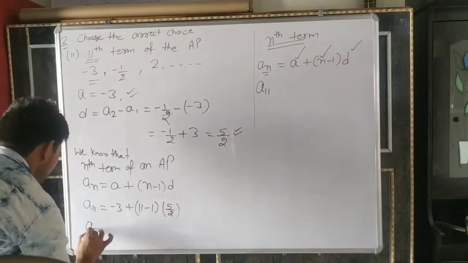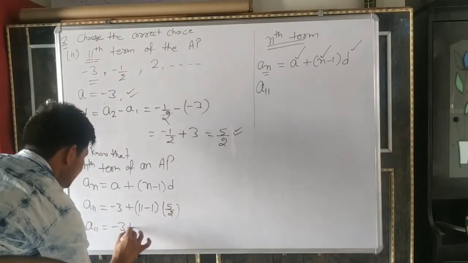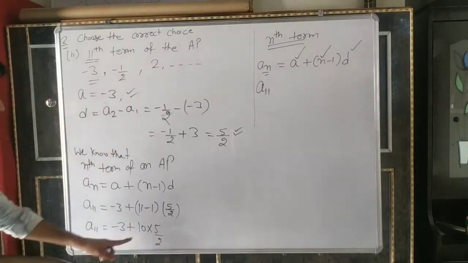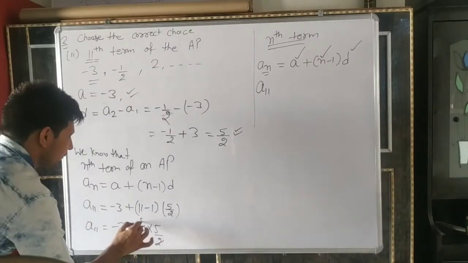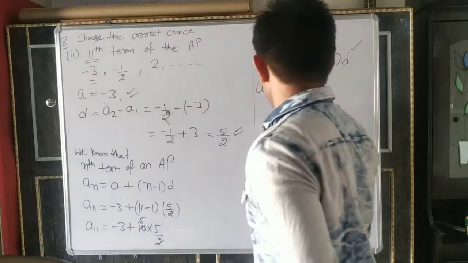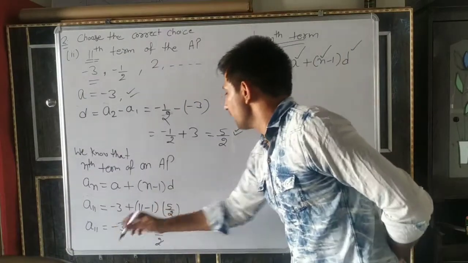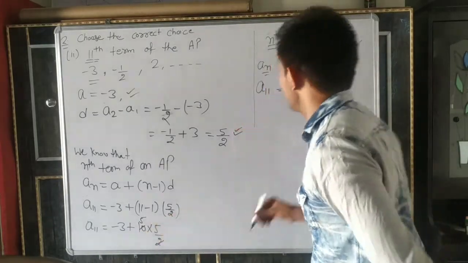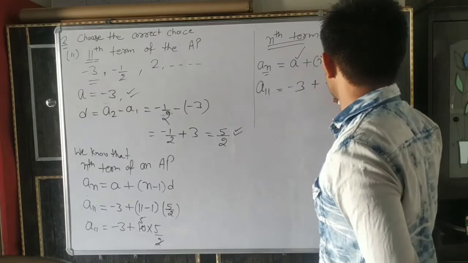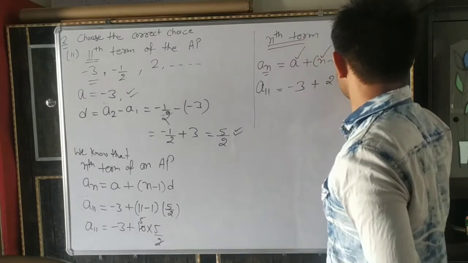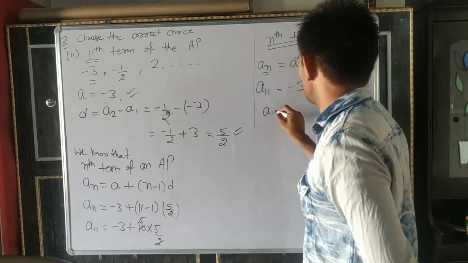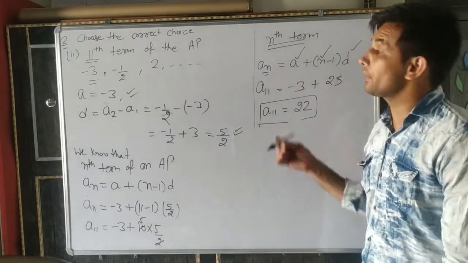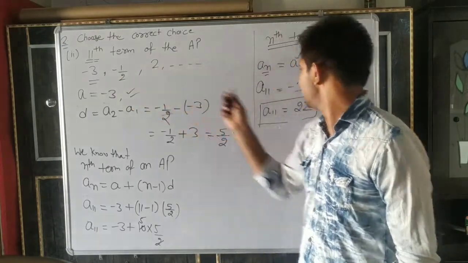Dear, a11 equal to minus 3 plus 11 minus 1 is 10, multiplied by 5 upon 2. If they are multiplied, can you cut? 2 cuts into 10 giving 5. So a11 equal to minus 3 plus 5 into 5, 25. So a11 is 22. What is the 11th term? What number will come at the 11th position? It is 22.